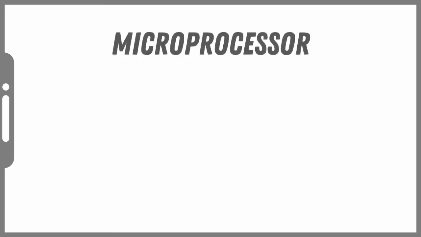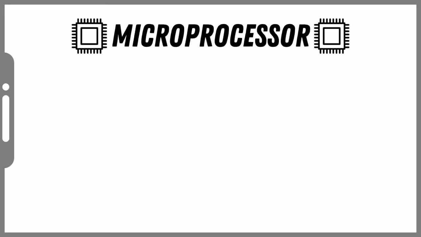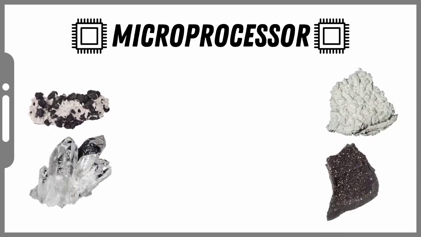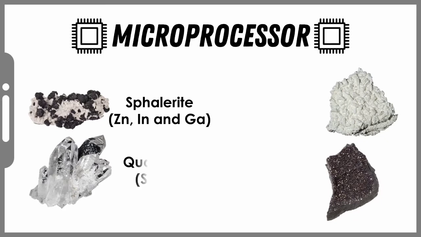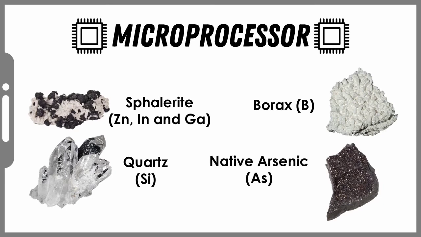Next, we also have microprocessor, which contains these minerals, which is sphalerite that contains zinc, indium, and calcium. We also have quartz that contains the element silicon. We also have borax that contains the element boron. We also have native arsenic.